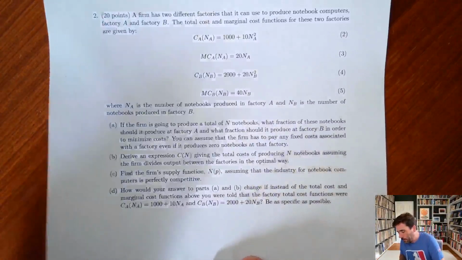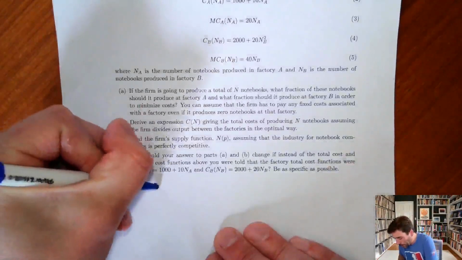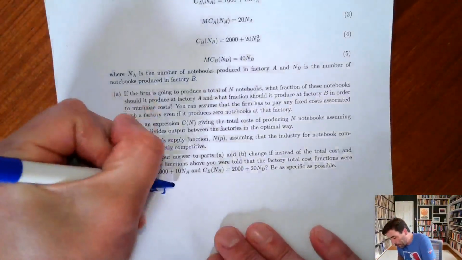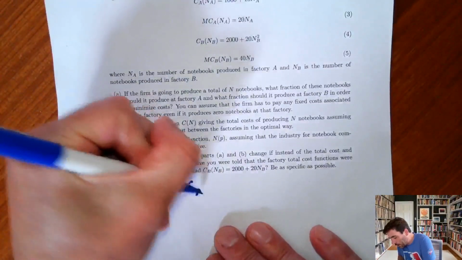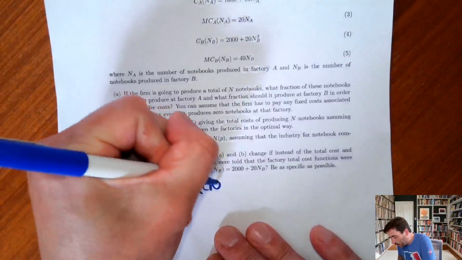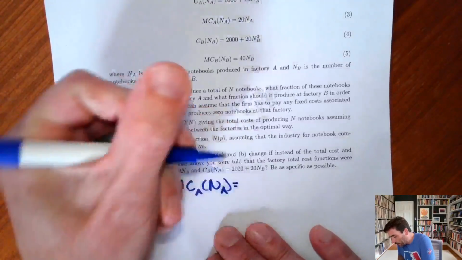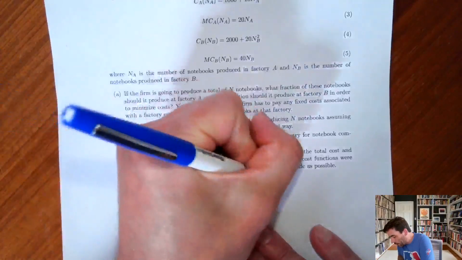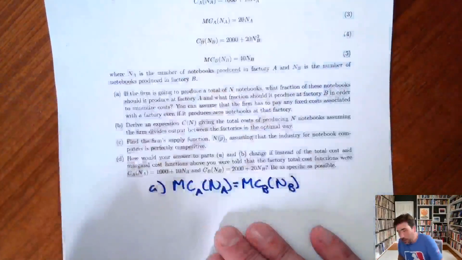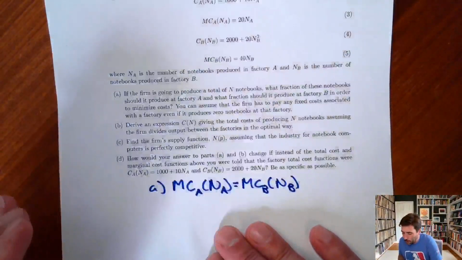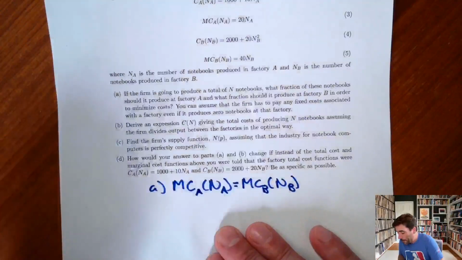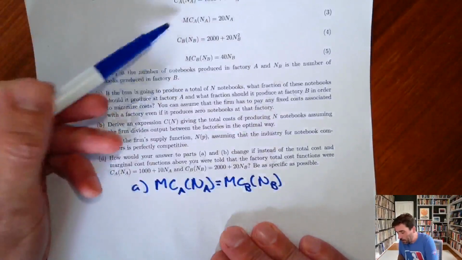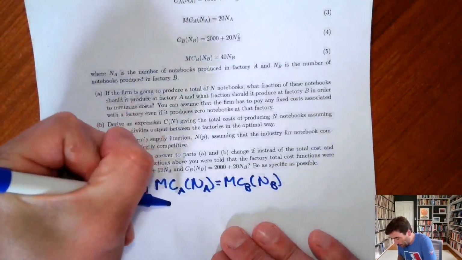So for part A, we've got these two different factories. What the firm's going to want to do is have marginal costs be the same at those two different factories, right? Because if they weren't, then you could shift output from the higher marginal cost factory to the lower one and save a little money. We were already given our marginal cost functions, so let's just plug in here.